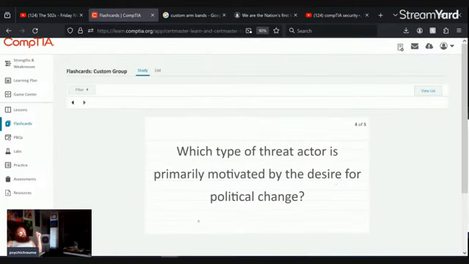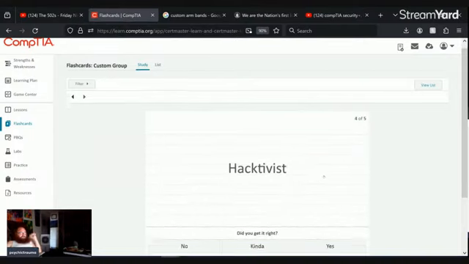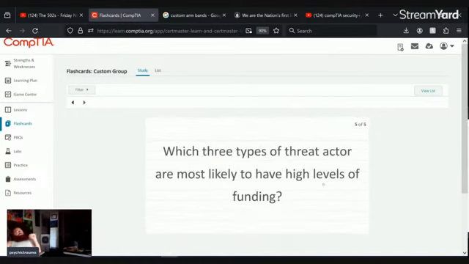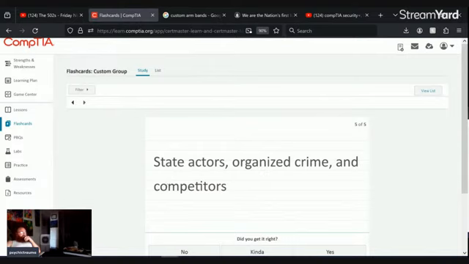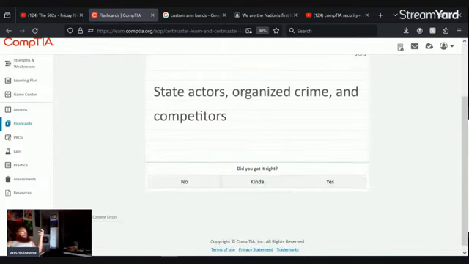No, we did not get that right. Which type of threat actor is primarily motivated by the desire for political change? Hacktivist. We got that right. Which three types of threat actor are most likely to have high levels of funding? Nation state, corporate. I don't know. State actors, organized crime, and competitors. Kinda.